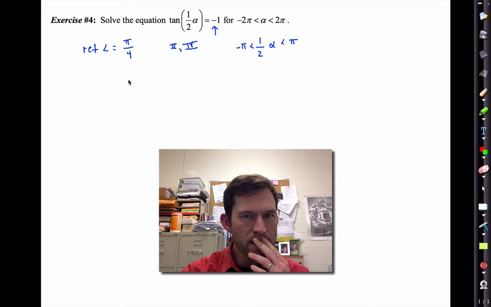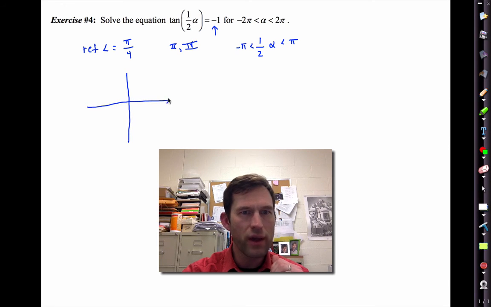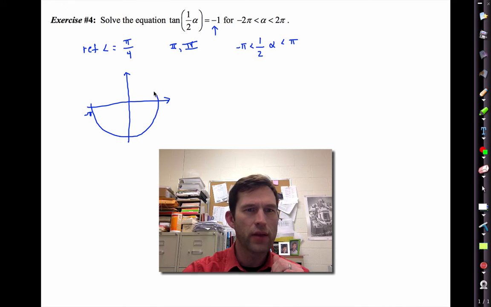So, all right, now this is a little tricky, right? Because you really want to visualize the right path. You are starting at -pi on the unit circle, and you're moving around to +pi.